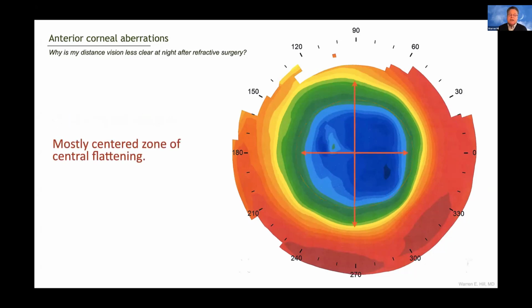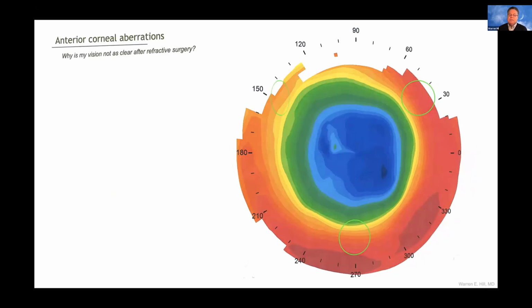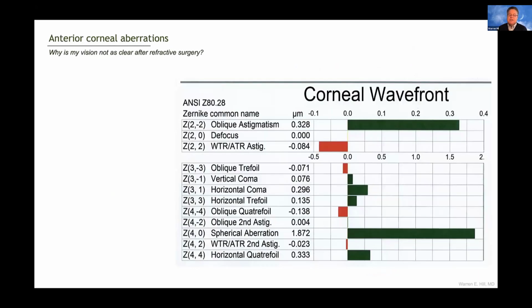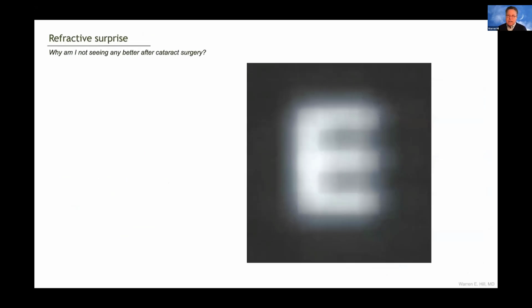We have a mostly centered zone of central flattening. We have a similar power distribution in the intermediate and marginal areas. And here's our aberration profile. You can see that our spherical aberration is elevated because we flattened the central cornea. Our aberration is mostly centered, so the coma values are not really all that high. And we have a regular intermediate zone. So basically, we're looking at spherical aberration. Remember, flat central cornea, increased positive spherical aberration.